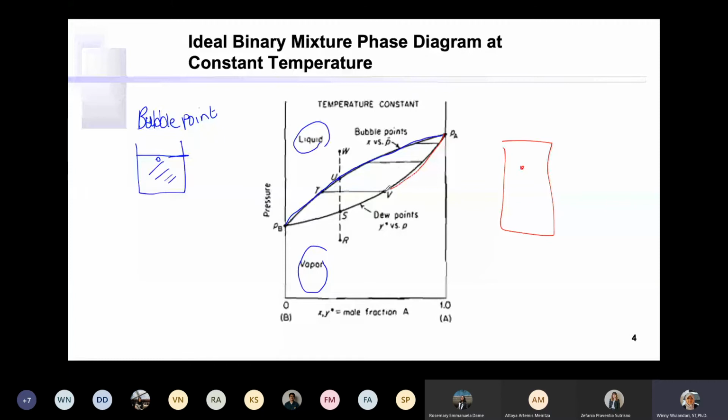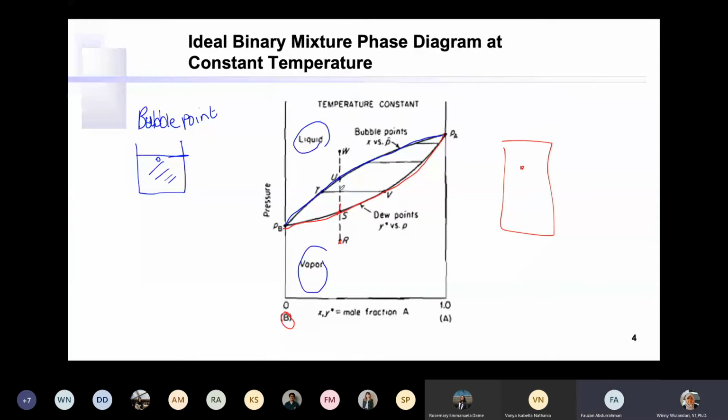So what happened here? This is the mole fraction of A, this is 0% of A or 100% B, that we call B here, and this is A, or 100%, or mole fraction A is 1. So if we start from, let's say, R, what is the condition for R? The phase of R? Vapor. Vapor, right. Okay, what is the condition of S? Start forming bubble. Liquid, or it is called saturated vapor.